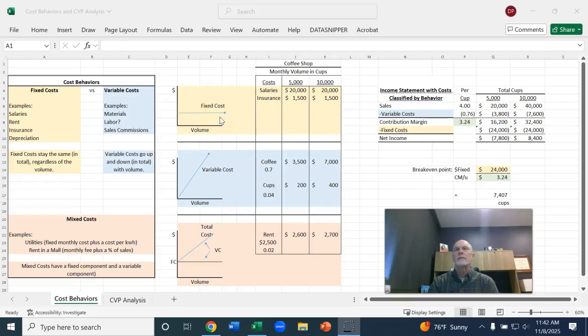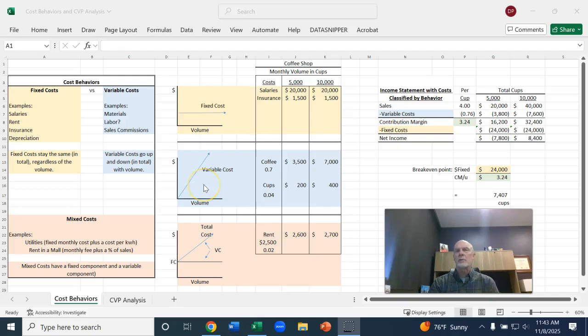So let's look at a simple example of a coffee shop at two different levels of activity, 5,000 cups a month versus 10,000 cups of coffee a month. Regardless of how many cups of coffee we sell, our salaries for the month are the same for all of the different personnel, and our insurance is the same. So fixed costs stay the same regardless of the level of business activity.